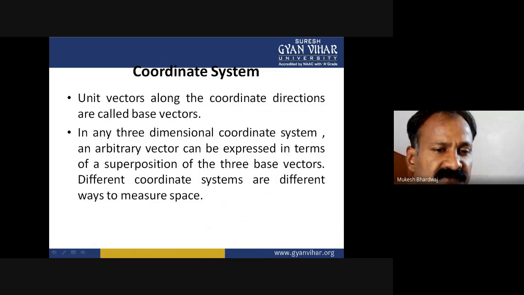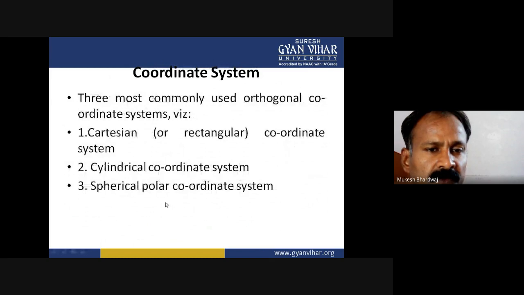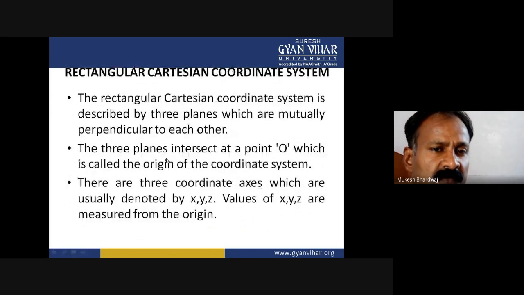Different coordinate systems are different ways to measure space. The three most commonly used orthogonal coordinate systems are the Cartesian coordinate system, the cylindrical coordinate system, and the spherical polar coordinate system. Rectangular Cartesian coordinate system.